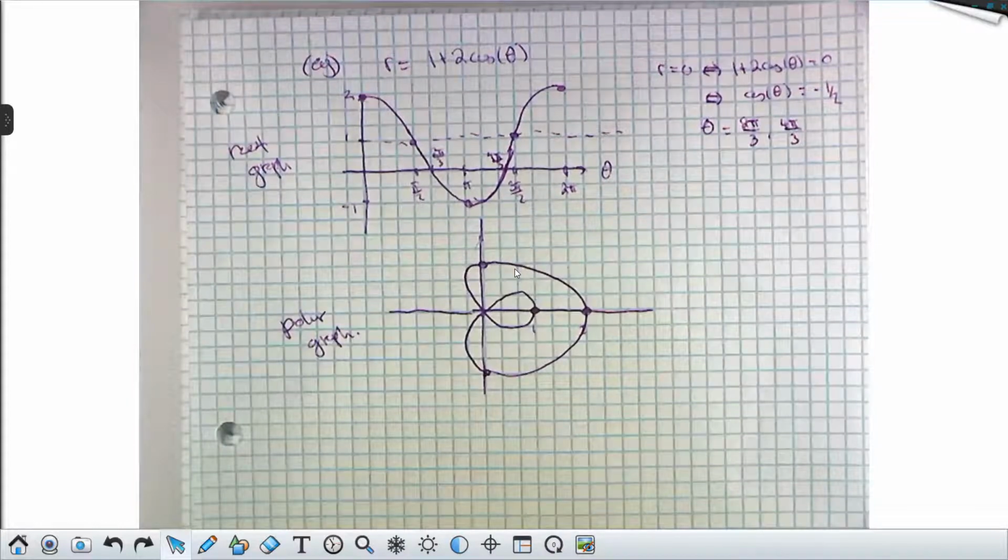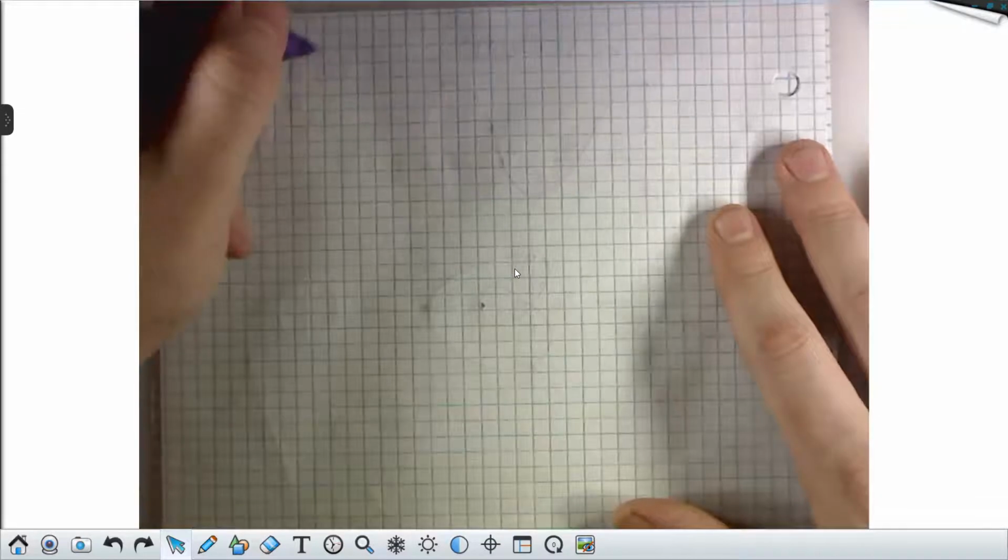All right, that's enough graphing in polar coordinates. I promised you an explanation for that area formula, and then I'll let you go.